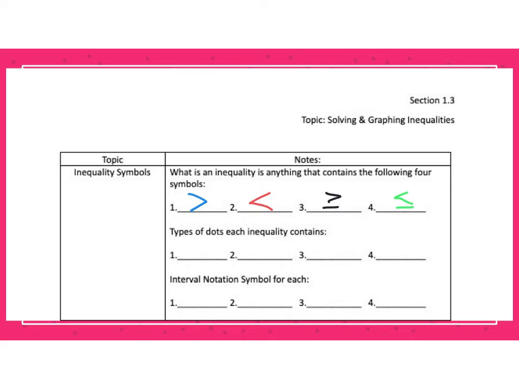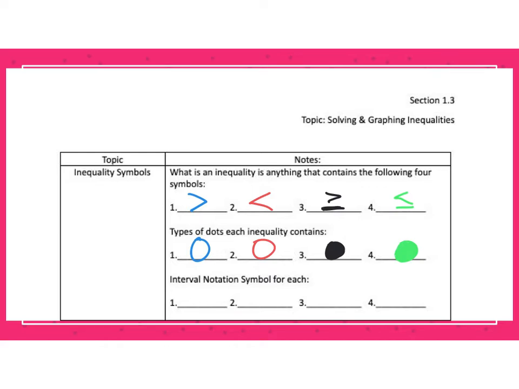The types of dots that each inequality contains. Anytime that it's just a less than or greater than, meaning it doesn't have a line underneath of it, it's not an equal to as well, it's just going to be an open dot. Okay? If it is equal to, it's going to be a closed dot. The way I remember that is that if it's equal to, we're having to draw this extra line. Okay, we're doing a little bit more, so we're also going to shade it too. Remember that the line underneath of that greater than or less than sign goes with the closed dot.